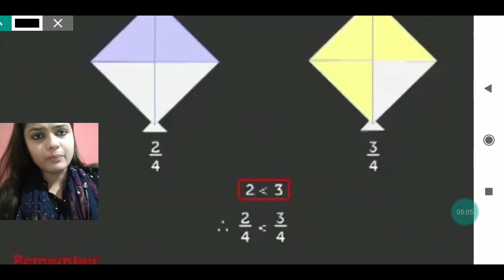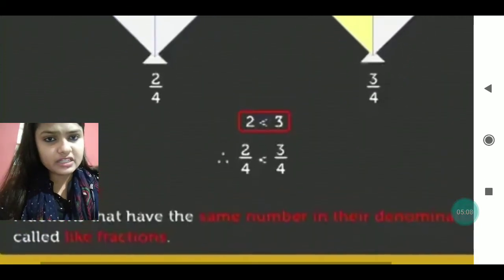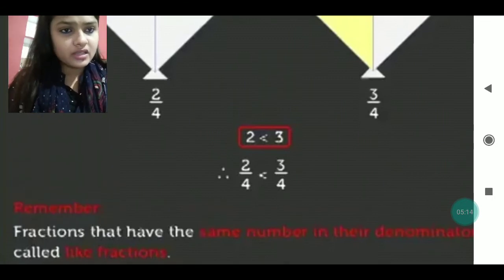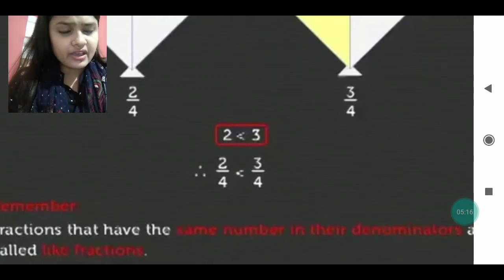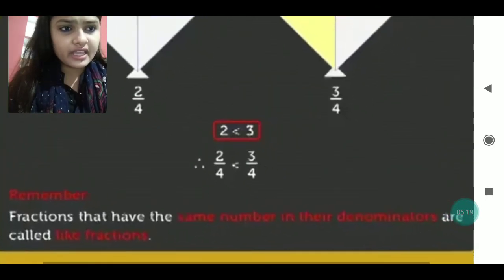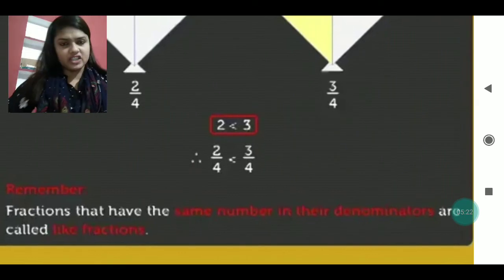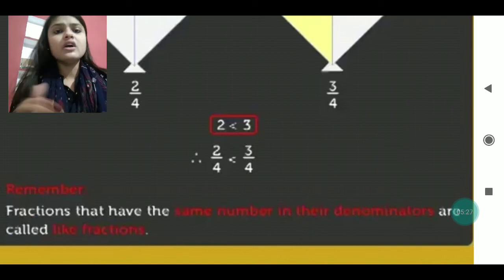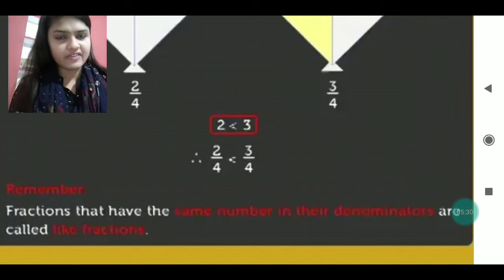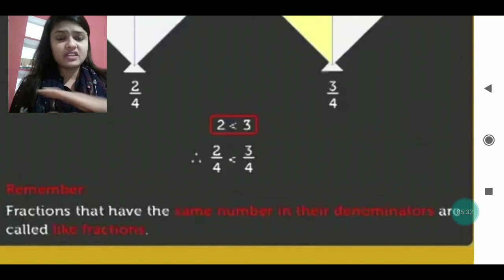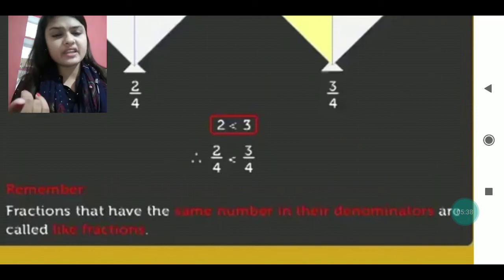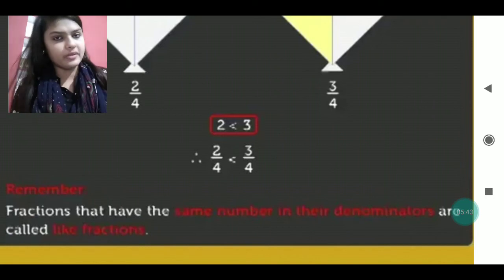Like this only we used to compare. Just see what is written. Remember, fractions that have the same number in the denominator are called like fractions. We already know the like and unlike fractions, I don't have to tell you. Fractions which have the same denominator are like fractions. So when we are comparing numbers with the same denominator, it means they are like fractions, so we only compare the numerators.